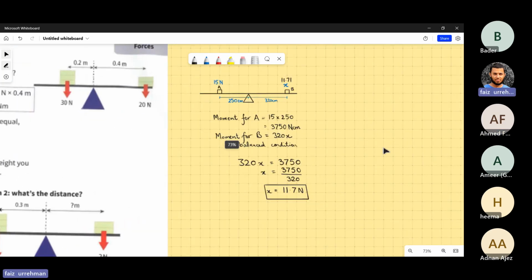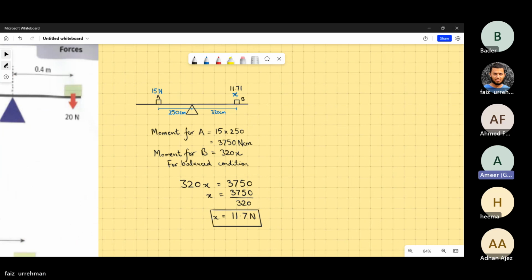Because 11.7 is rounded. Yes, you have to make it 11.7185. So if I take 11.7 multiply by 320, you don't get 3750 exactly. You will get something less than that because we rounded this. Okay.